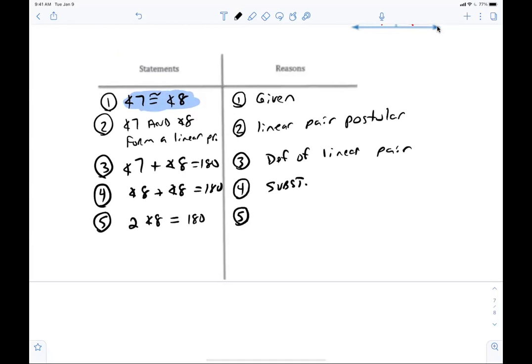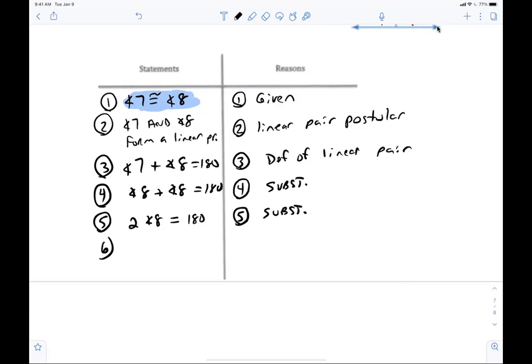Now, believe it or not, they kind of call this a substitution. Why do they call it a substitution? Because angle 8 plus angle 8 can be substituted for 2 angle 8. We used to call it simplifying, right? Angle 8 plus angle 8 is 2 angle 8s. I don't care if you call it simplifying either, but that's kind of what they're saying is a substitution.